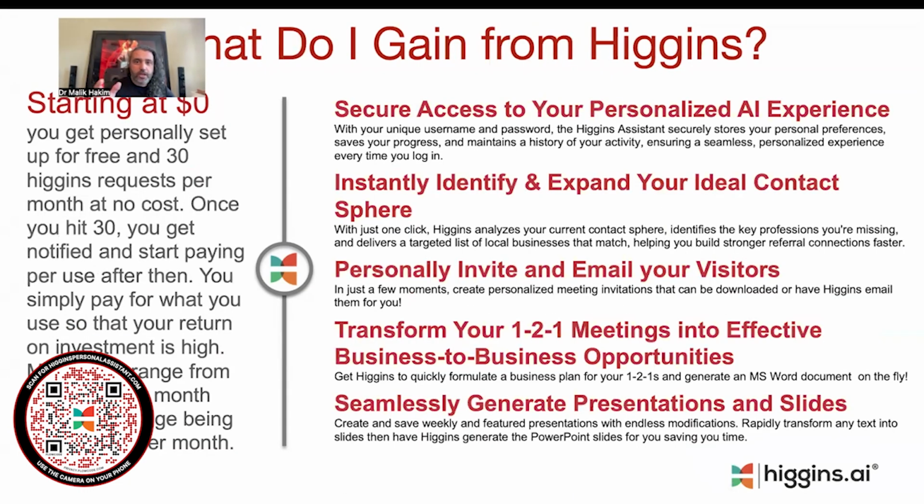Okay, what you get with it is secure access. You get a personal AI experience, whether you're doing it for free or paying for it, it doesn't really make a difference. It's always secure. It's always personalized. There is nobody sharing any information here. There's no difference between the free and the paid plan in terms of privacy. Fully private, no matter what. If you use Higgins, it's private, period. That's the way it is.